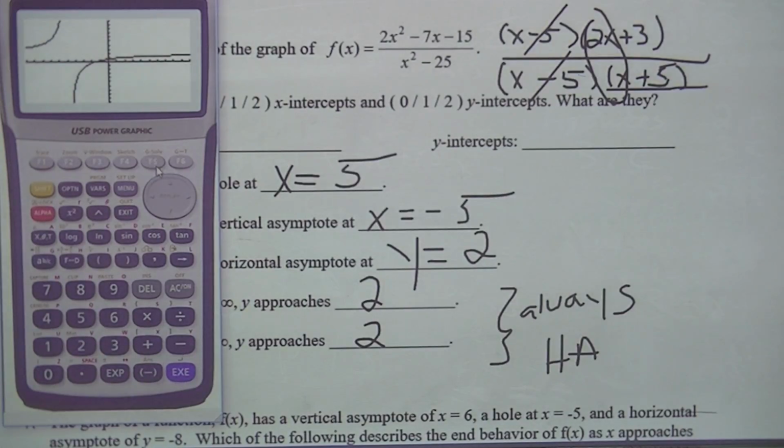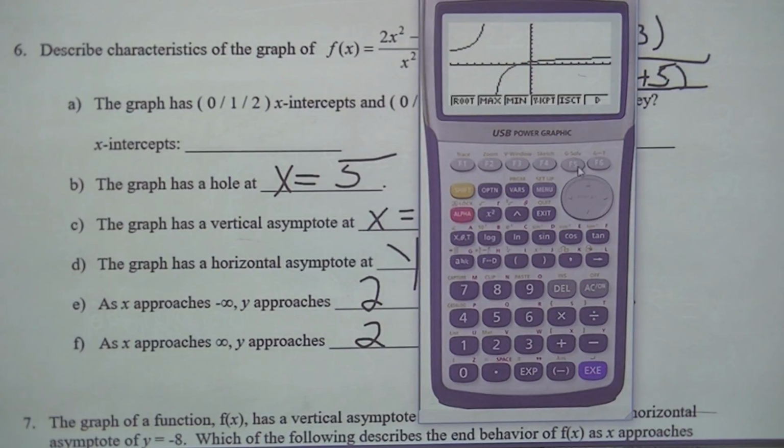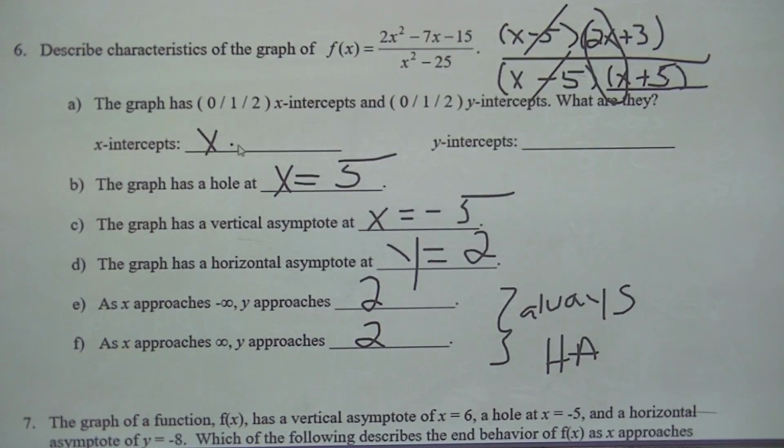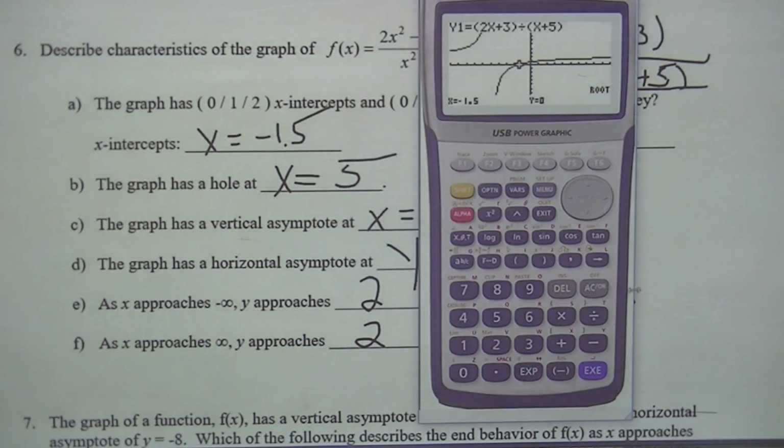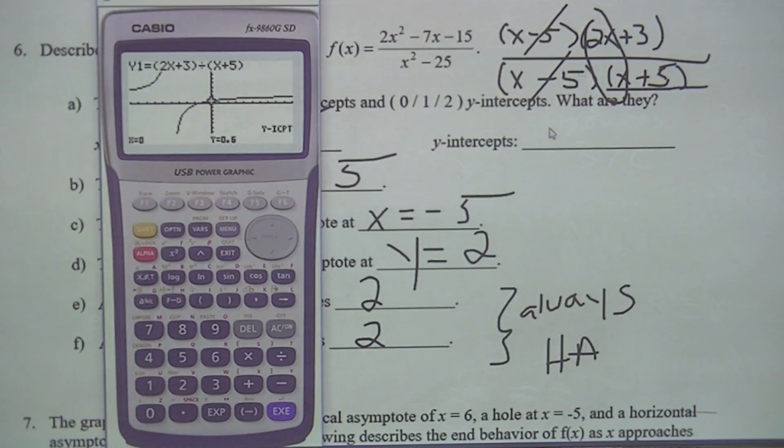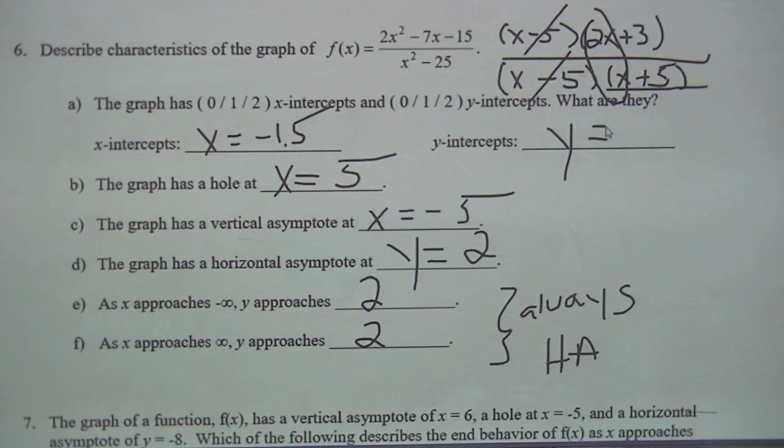Draw. Now to find the x-intercept, G-Solve, root. That's x equals -1.5. G-Solve, and the y-intercept is 0.6. Y equals 0.6. You can write that as a coordinate point as well. So to answer these questions, it's got one y-intercept, one x-intercept.